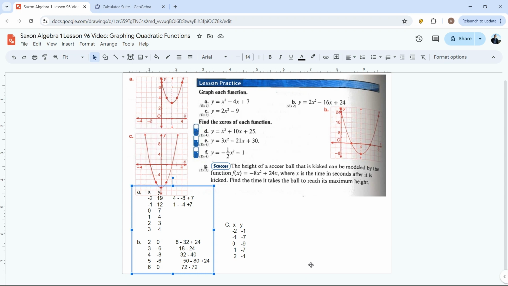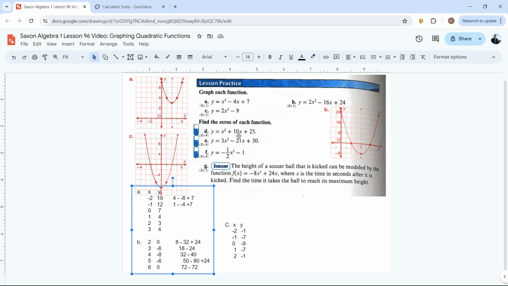Welcome back, Algebra students. For this next set of problems, we are allowed to use a graphing calculator or program to solve them, and I'm going to show you how to do that. So we're going to use GeoGebra, and we're just going to punch in these equations exactly as they are here to find the zeros.